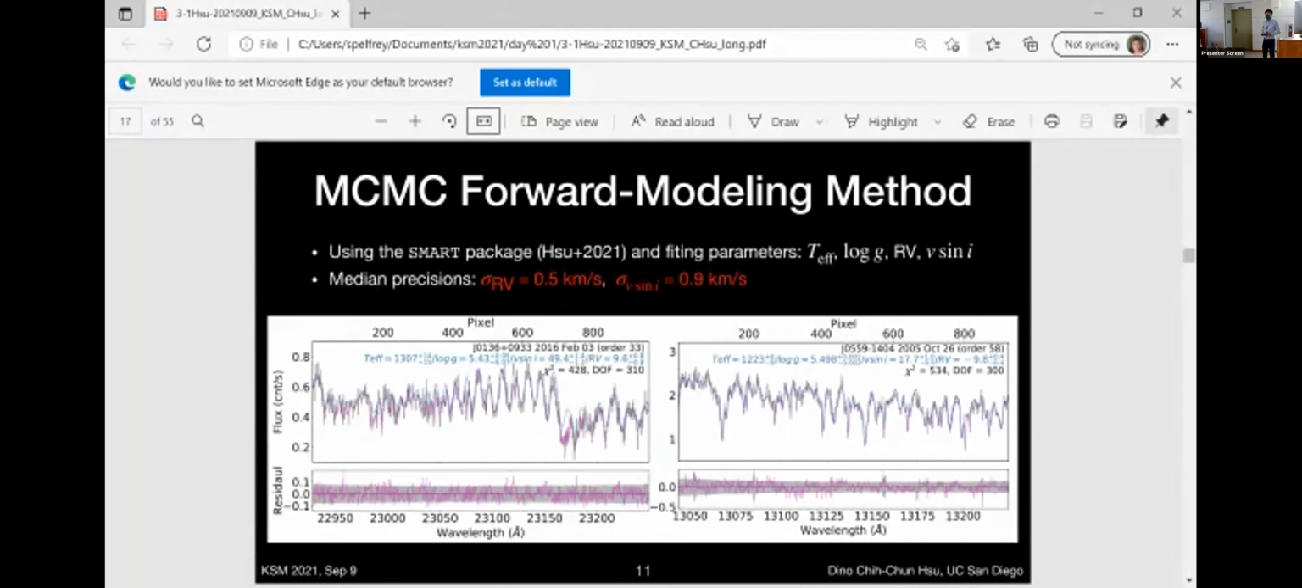To achieve such nice RV precision, down to sub-kilometer per second, we need a sophisticated modeling method. I'm implementing an MCMC forward-modeling pipeline called the SMART package. It simultaneously models the effects of temperature and surface gravity, but most importantly RVs and V sin i. We achieve a median precision of 0.5 km/s for RV and 0.9 km/s for V sin i. We also found the first two RV T dwarf binaries, but I'm not going to focus on them in this talk.